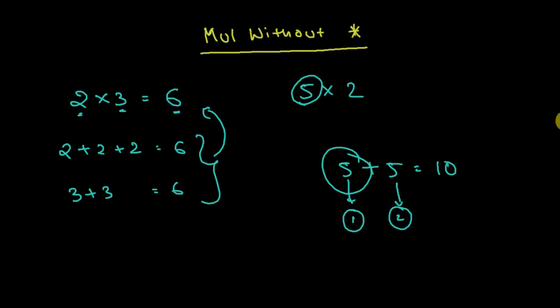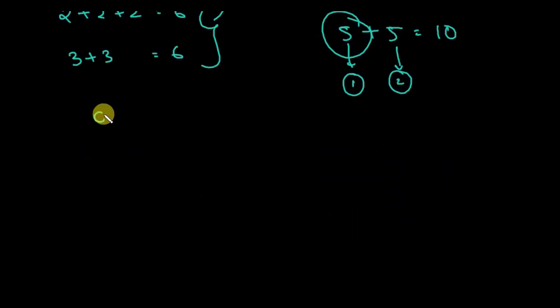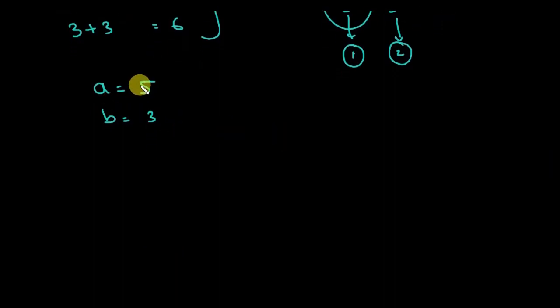So, how to develop this logic? Okay, let's see. There are two variables. Let A be equal to 5 and B equal to 3. Now I have to add 5 3 times, or 3 5 times. I'll take the first case. I have to add 5 3 times. So addition is used for this, and to repeat it a number of times, I have to loop it.